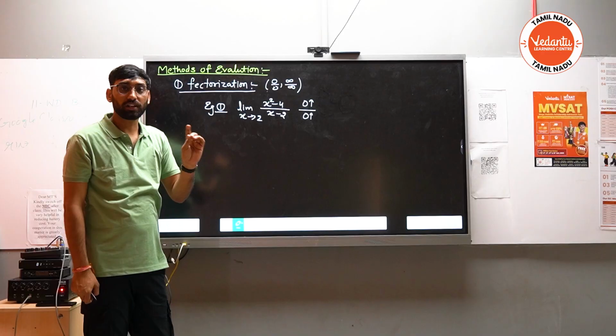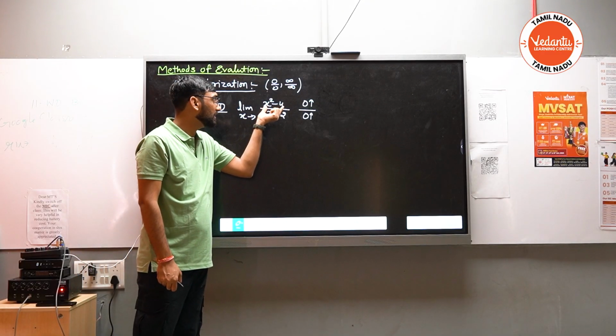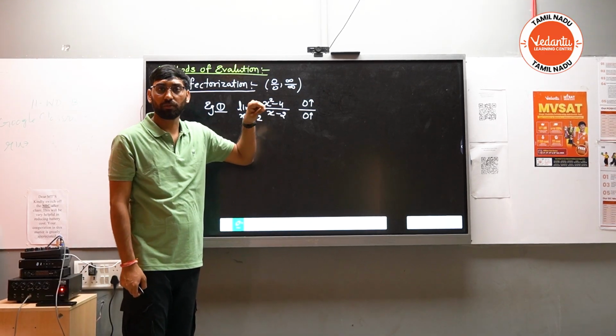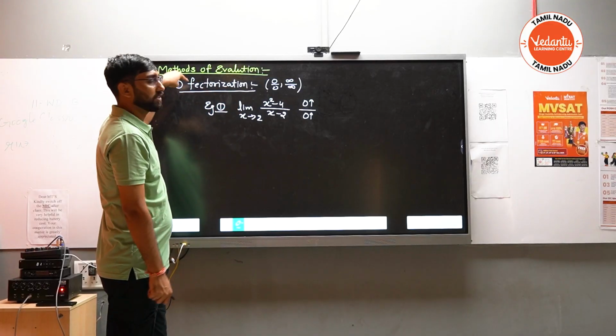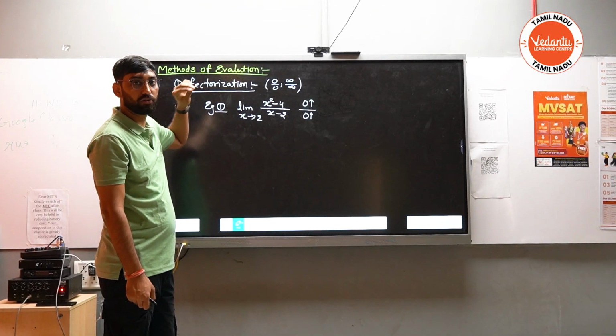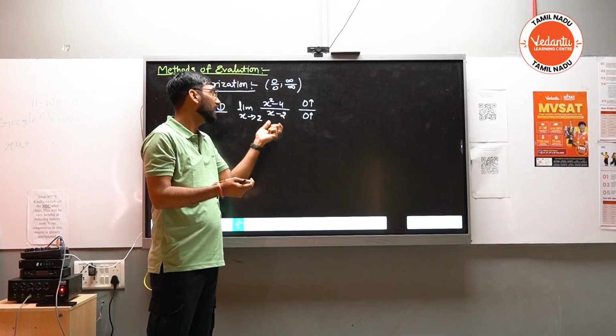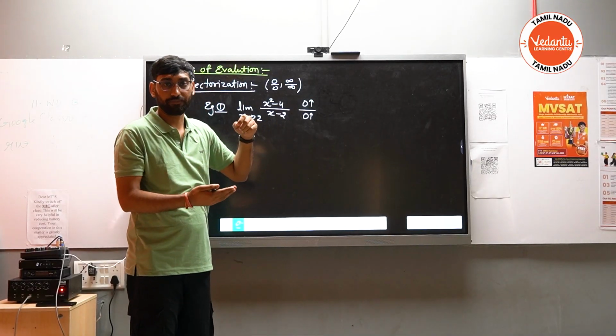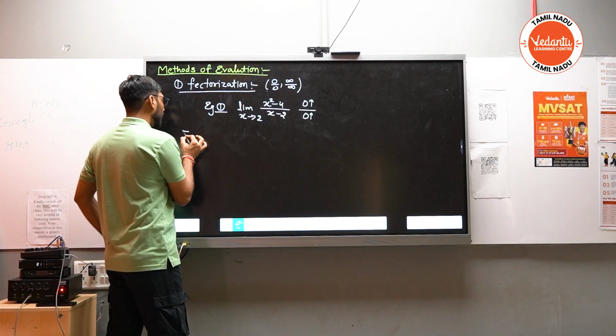So the idea is, firstly, I will convert this indeterminate form into a determinate form. How to convert? By using this factorization method. And I will tell you the concept behind it, why we can do this thing. Okay, so let's see.